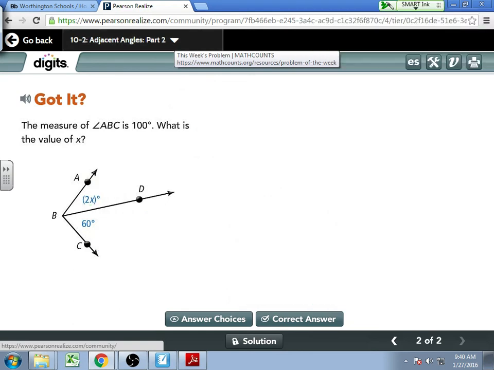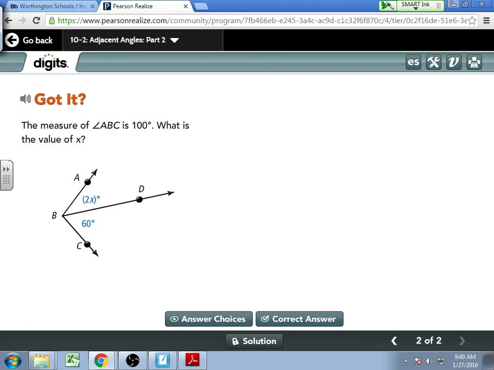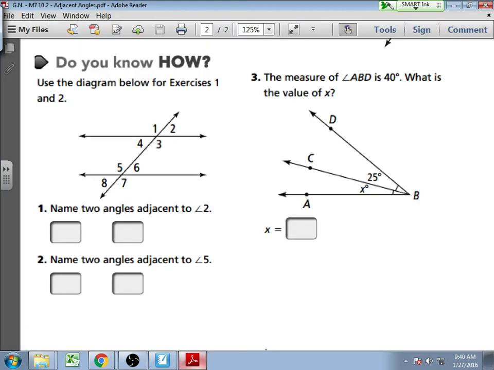So, our close-in check, which I went ahead and put on your notes today because we have time. I don't know why that won't go away. This week's math counts problem. So we want to use this diagram, and this diagram with all these 8 angles kind of leads us to tomorrow's lesson.